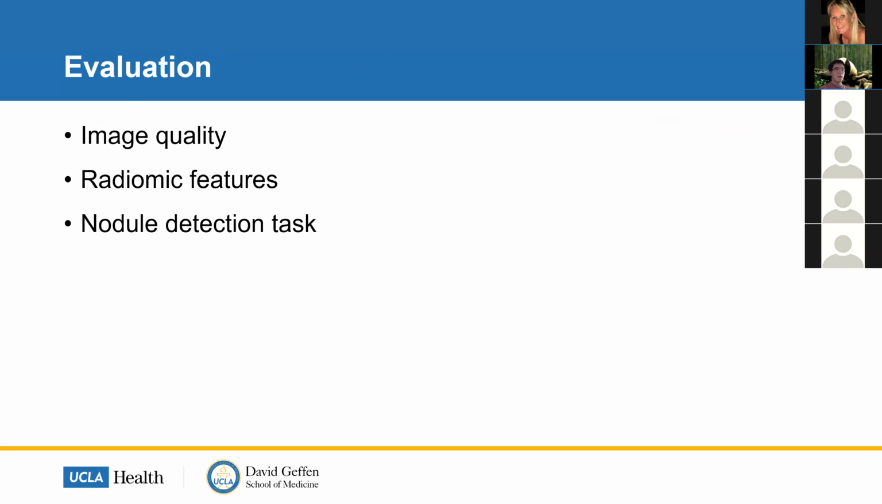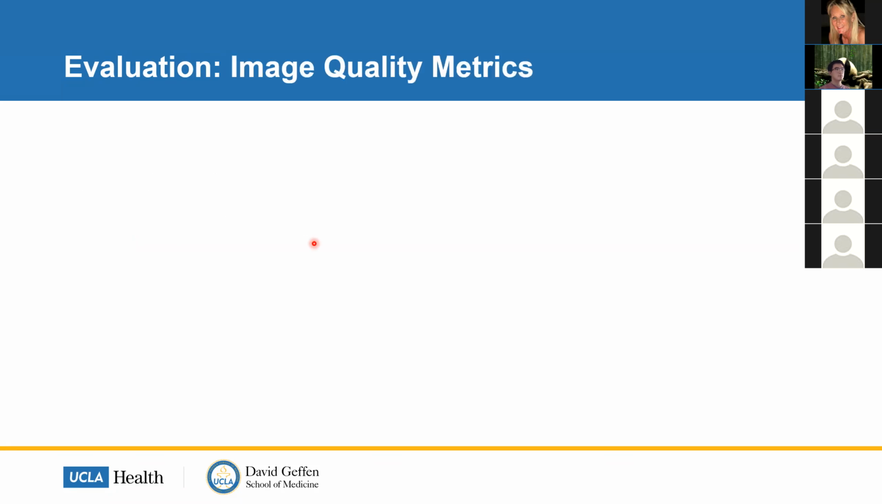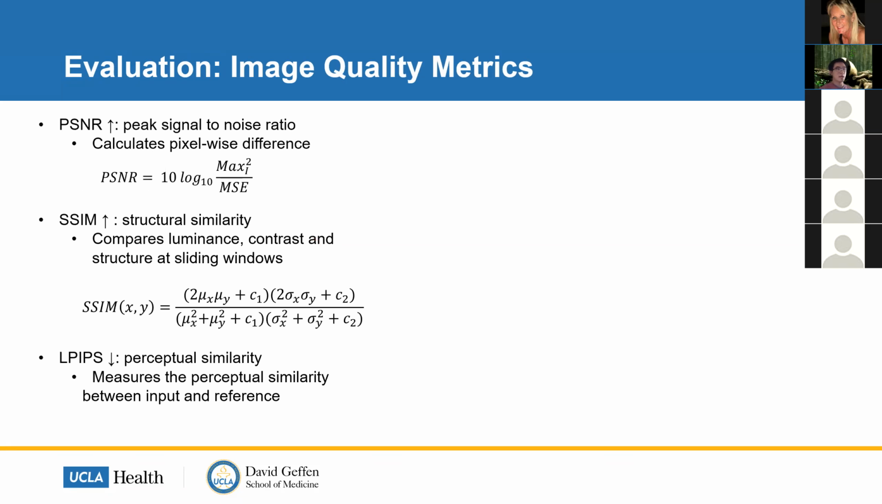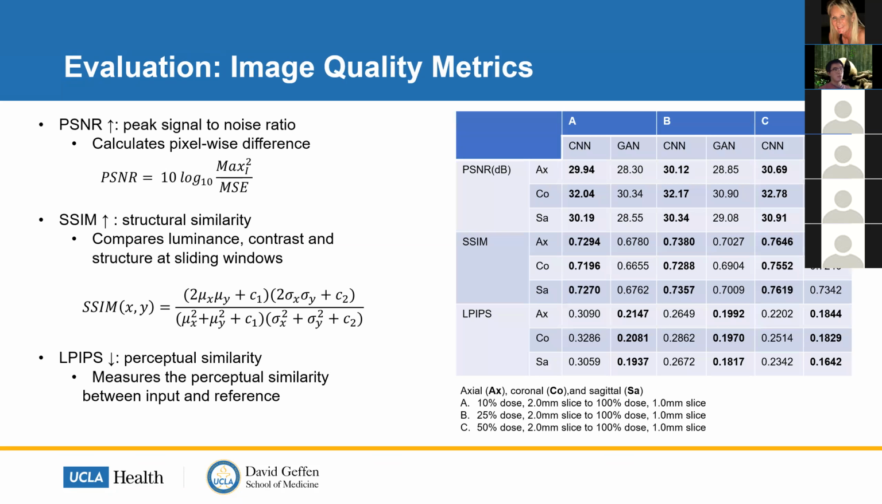So we went ahead and conducted 3 evaluations on the image quality, radiomic features, and nodule detection task. First of all, in terms of image quality metrics, we use the learned perceptual image patch similarity to measure the image quality. As you can tell from the name, it measures perceptual quality, and it correlates well with our human visual system. We also include the traditional PSNR, which stands for peak signal-to-noise ratio, and SSIM, which stands for structural similarity. Those 2 metrics are the traditional imaging metrics.